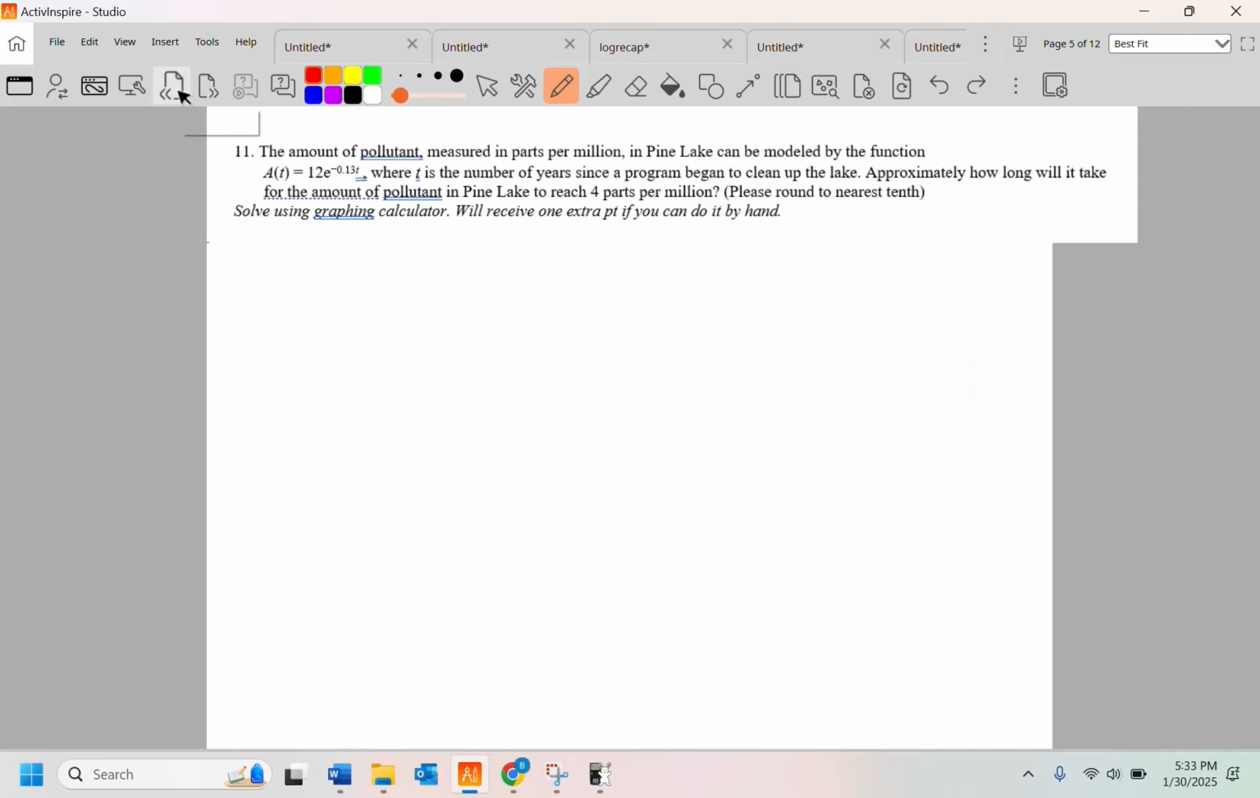11, the amount of pollutant measured in parts per million in Pine Lake can be modeled by the function there. Amount of pollutant as a function of time is 12, blah, blah, blah. It says you get extra points if you do this one by hand. I'm just going to strike that. Anyways, how long will it take for the amount of pollutant in Pine Lake to reach 4 parts per million? So it's 4 equals 12e to the negative 0.13 t. And feel free to y1 or y2 it. I'm not, because it's such an easy problem.